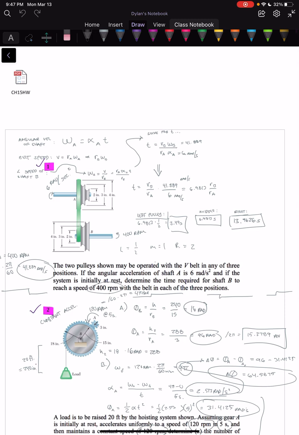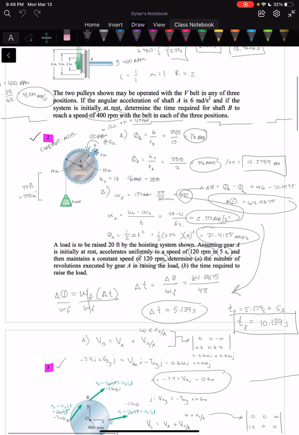And so basically we found that formula and then plugged in the different ratios of the different sizes of the pulleys. And that gave us what the time was at that instantaneous time of the bell at each position.